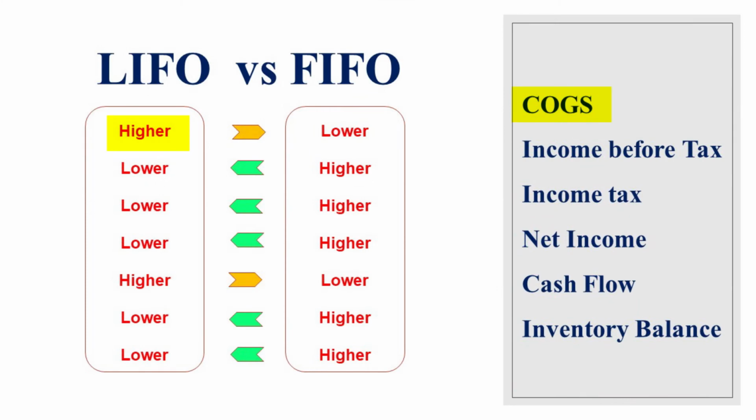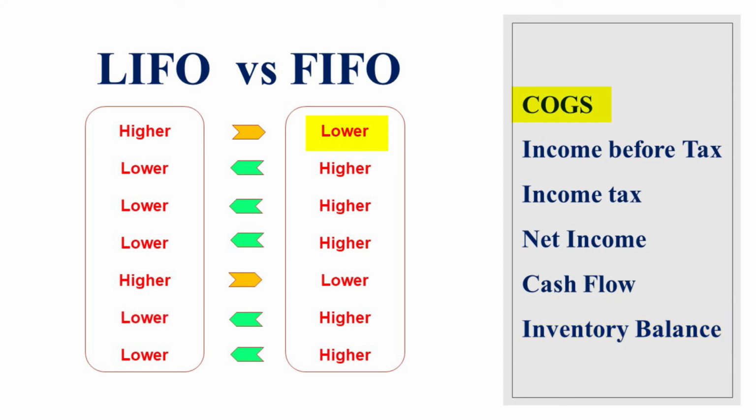On the note of cost of goods sold, LIFO is higher. On the note of income before tax, LIFO is lower. Income tax, LIFO is lower. Net income, LIFO is lower. Cash flow, LIFO is higher. And inventory balances, LIFO is lower.